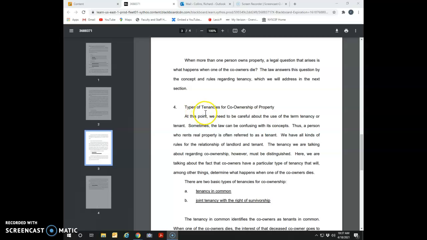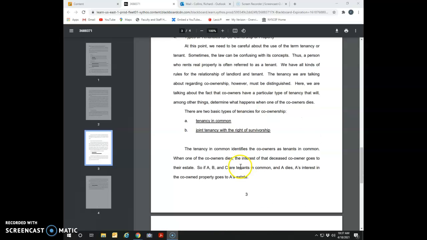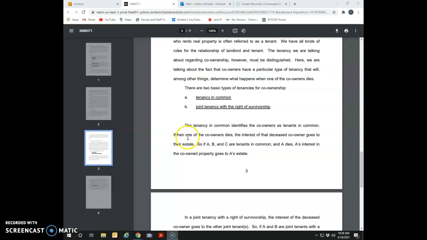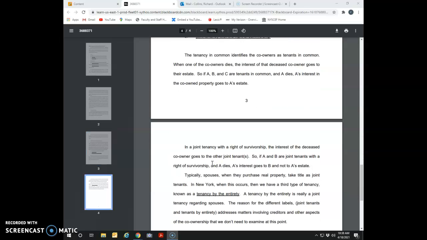So we have different types of tenancy for co-ownership of property, and the significant difference to answer our question about what happens when one of the owners dies is this: is it a tenancy in common, or is it a joint tenancy with a right of survivorship? If it's a tenancy in common, when one of the co-owners dies, the interest of that deceased co-owner goes to their estate, and that maybe is what you would want to do if you buy that cottage with two of your siblings. So if A, B, and C are tenants in common and A dies, A's interest in the co-owned property goes to A's estate.